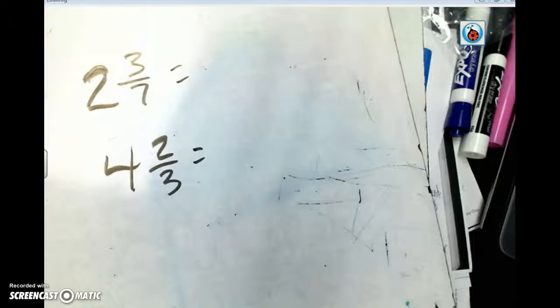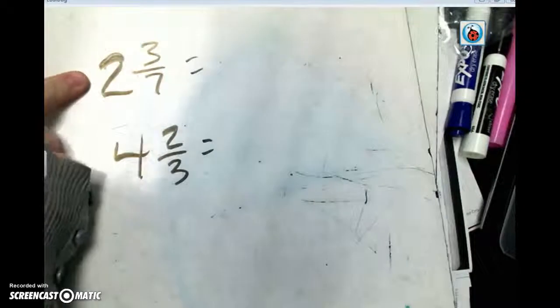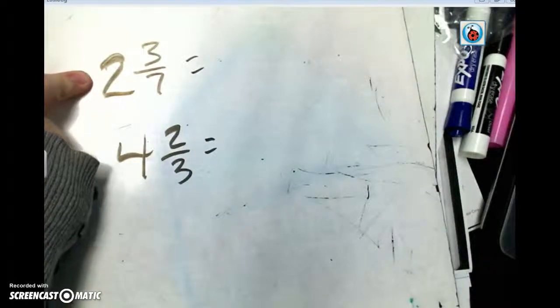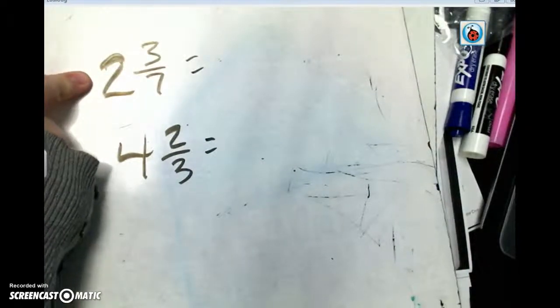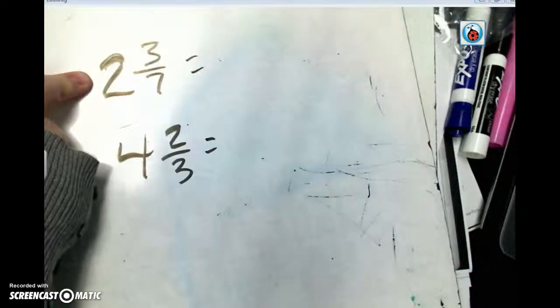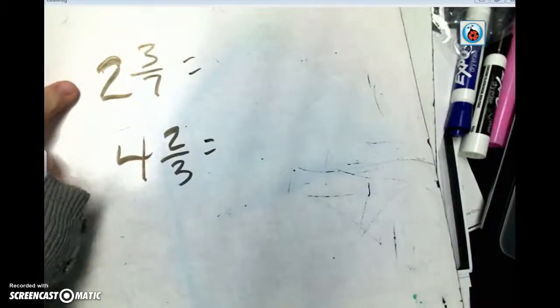Okay, today our lesson is going to be multiplying mixed numbers. In order to multiply a mixed number, this is a mixed number. Explain to me again why 2 3/7 is a mixed number. Elliot? It has a whole and a part. It has a whole number and a fraction.